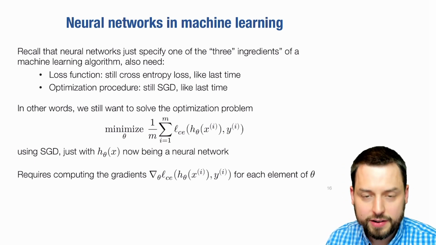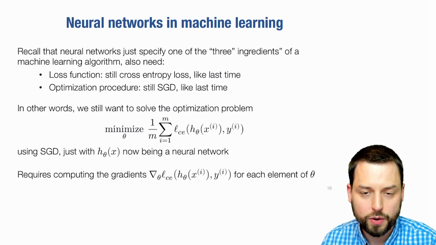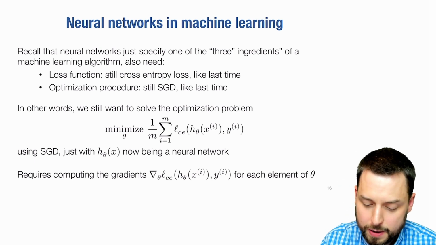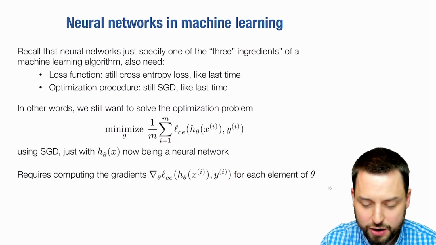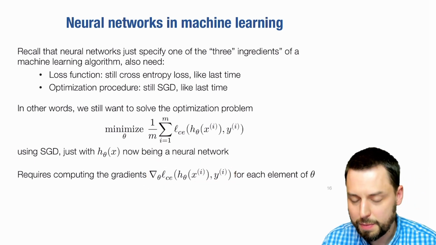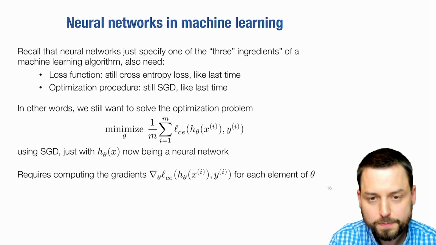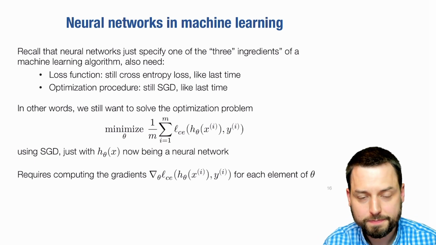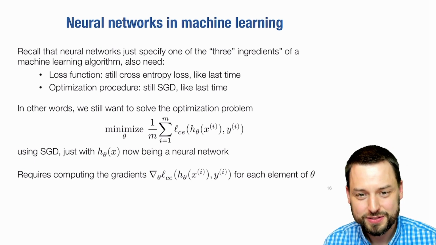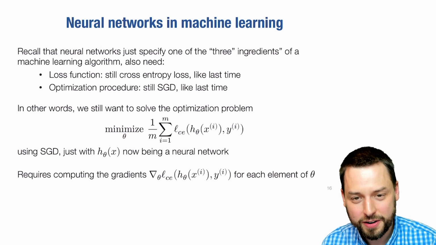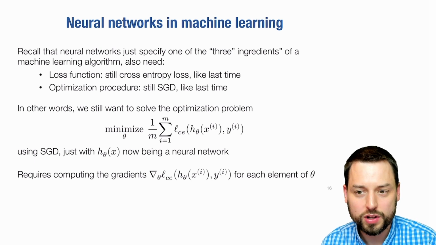So the only difference, practically speaking, in an implementation of a neural network versus softmax regression is that we just need a way of computing these gradients, the gradient with respect to theta. And what I really mean is the gradient with respect to both sets of parameters, W1 and W2. That's the only difference. So let's actually figure out what these gradients are, and in doing so, we will derive the actual rule of backpropagation.